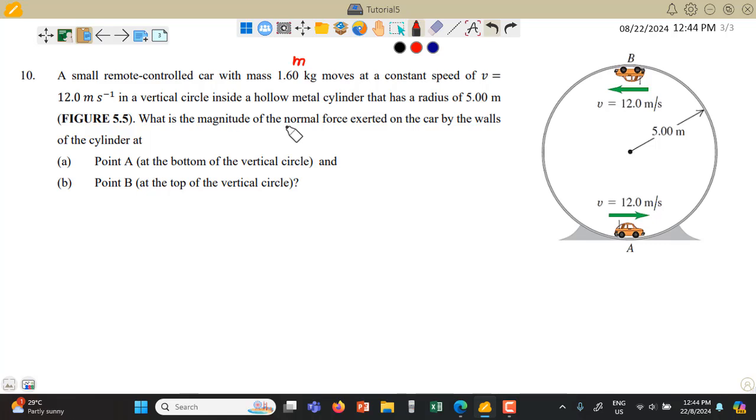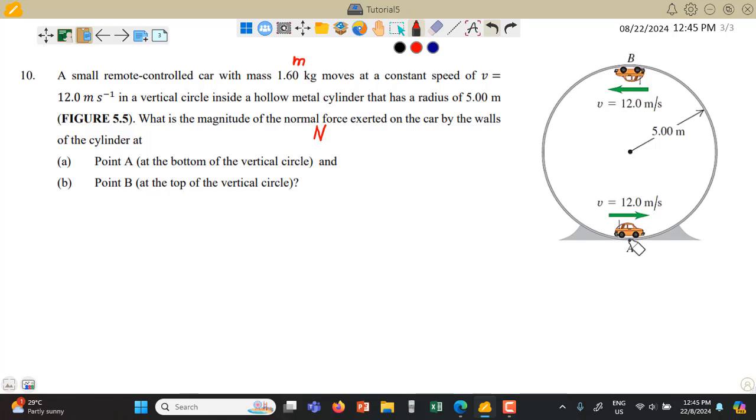So what is the magnitude of the normal force? The normal force is represented by N, exerted on the car by the wall of the cylinder at point A at the bottom of the vertical circle and at point B at the top of the vertical circle. So in order to determine the normal force exerted on the car, we have to draw the FBD for the remote control car at position A and also position B. So let us consider position A first.